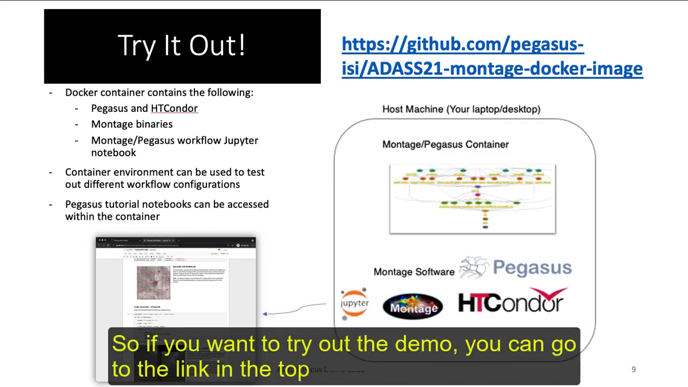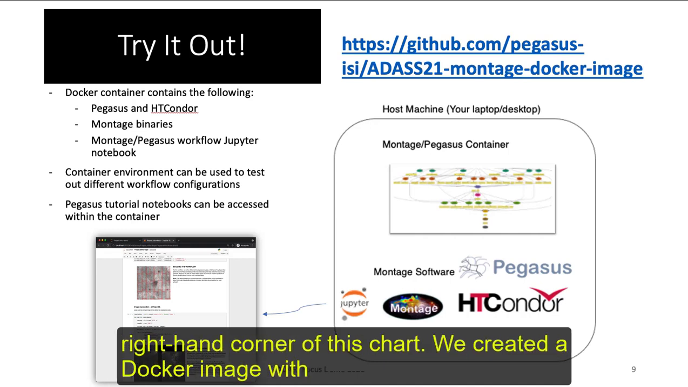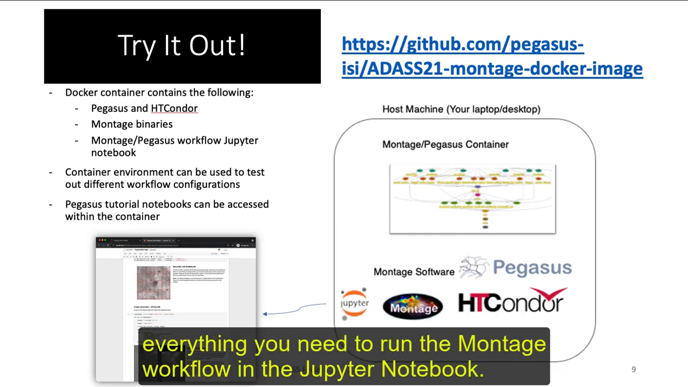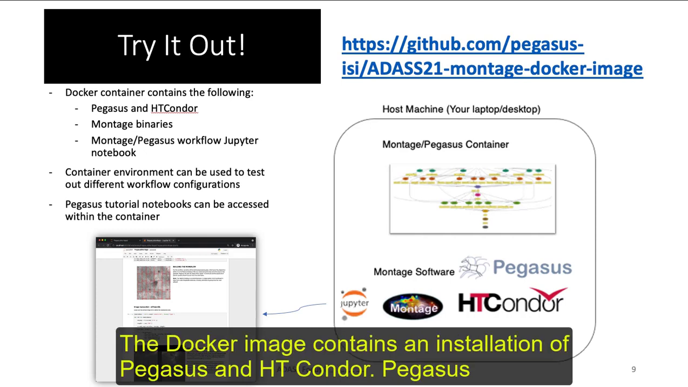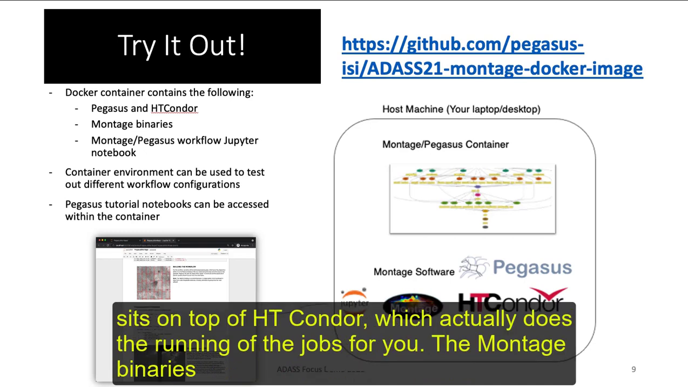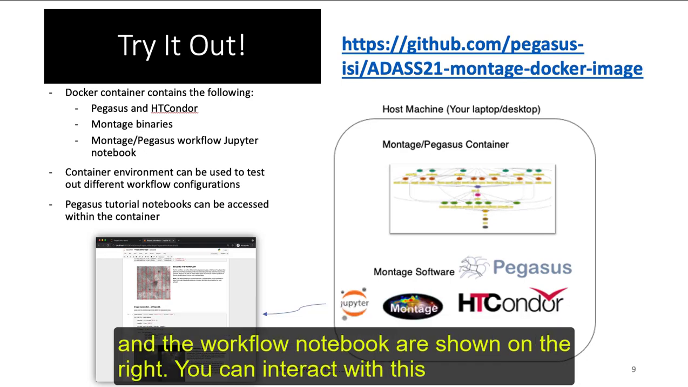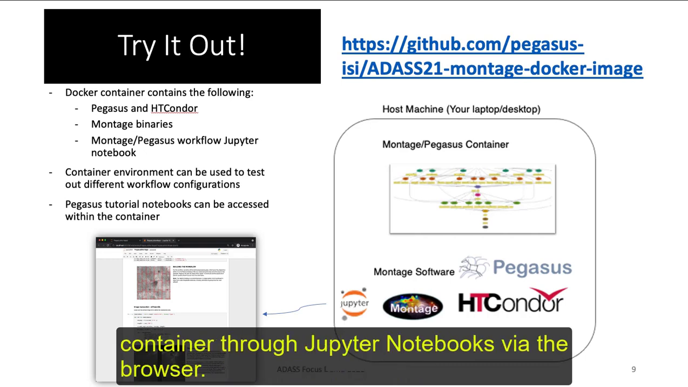So if you want to try out the demo, you can go to the link in the top right hand corner of this chart. We created a Docker image with everything you need to run the Montage workflow Jupyter notebook. The Docker image contains an installation of Pegasus and HT Condor. Pegasus sits on top of HT Condor, which actually does the running of the jobs for you, the Montage binaries, and the workflow notebook. Now, shown on the right, you can interact with this container through Jupyter Notebooks via the browser.